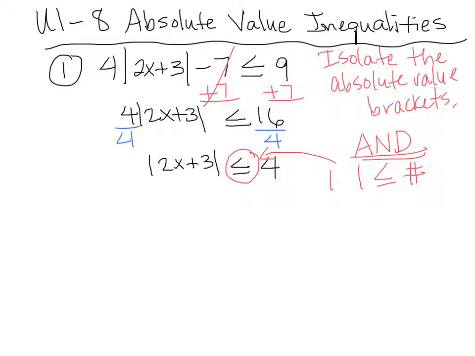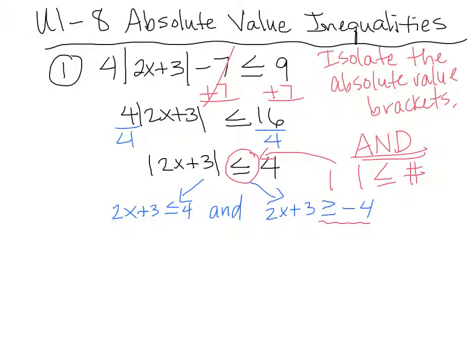So what that means is that we could split this into 2 separate inequalities connected with the word and. So 2x plus 3 could be less than or equal to 4, and 2x plus 3 needs to be greater than or equal to negative 4. See how I flipped the symbol and made the 4 negative? Both of those pieces were important there.